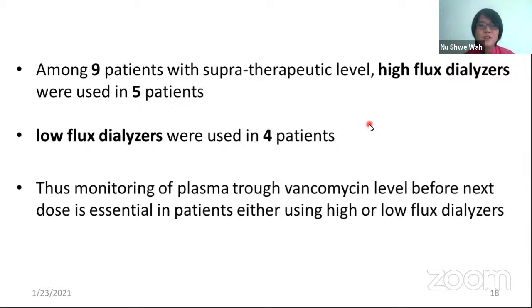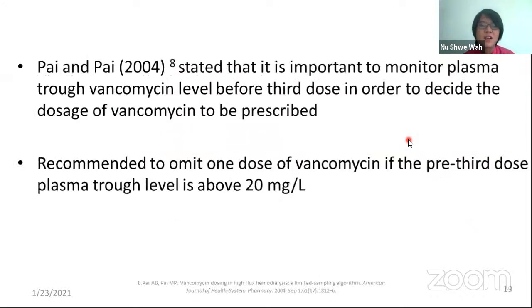That's why monitoring of plasma trough vancomycin level before the next dose is essential in patients using either high or low flux dialyzers. I also stated that it is important to monitor plasma trough vancomycin level before the 3rd dose in order to decide the dosage of vancomycin to be prescribed, and it is recommended to omit 1 dose of vancomycin if the pre-3rd dose plasma trough level is above 20 milligram per liter.